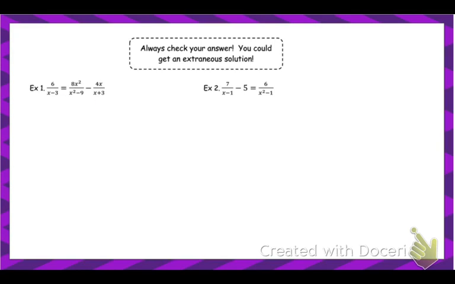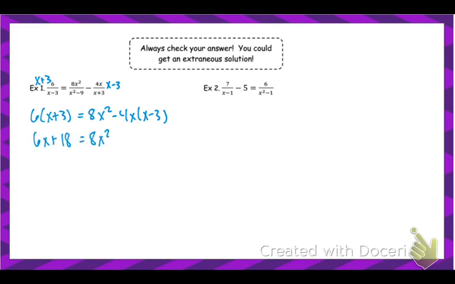That means that the right fraction just needs the x minus 3. The left fraction needs the x plus 3. The middle fraction's already good. So now I have 6 times x plus 3 equals x squared minus 4x times x minus 3. And then once we distribute and combine like terms, we have a quadratic equation. So then at this point, we'll set it equal to 0. Combine our like terms.